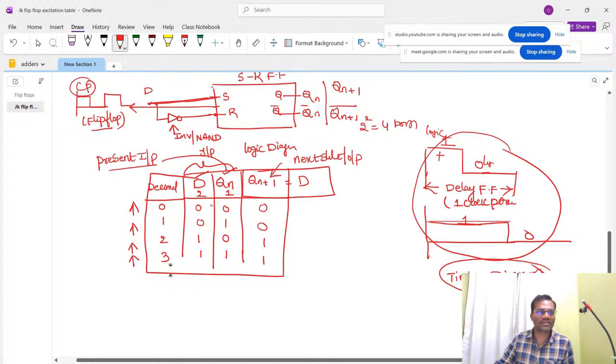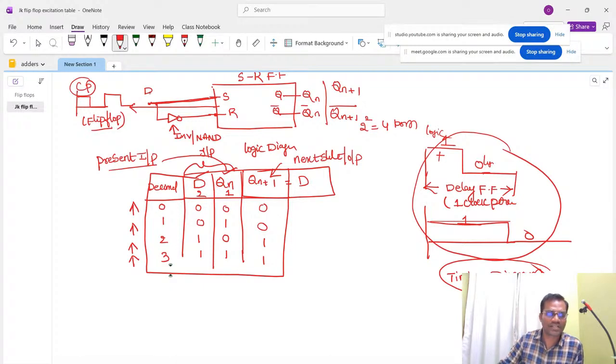How many inputs are there here? Two inputs: one is D and another one is the present input. With two inputs, how many possibilities do we get? 0, 1, 2, 3, that is 4 possibilities, which is nothing but 2 squared equals 4. Then write down the decimal equivalent binary numbers: 0 0, 0 1, 1 0, 1 1. Then the output Qn plus 1 is equal to D. So in the place of Qn plus 1, I'm writing the D values as 0 0 1 1. This is how we say it.